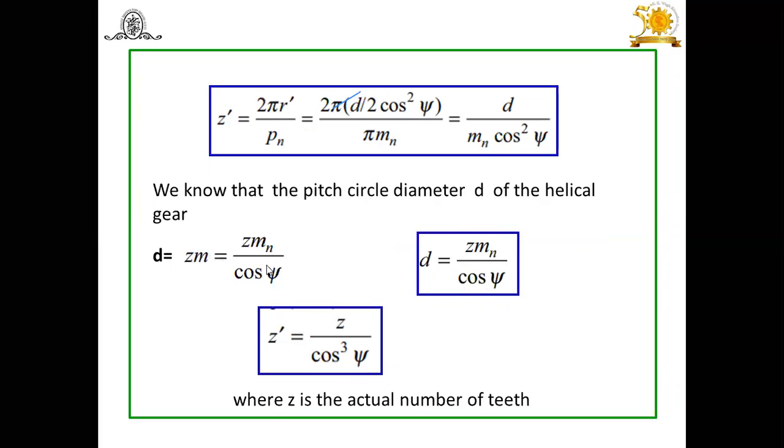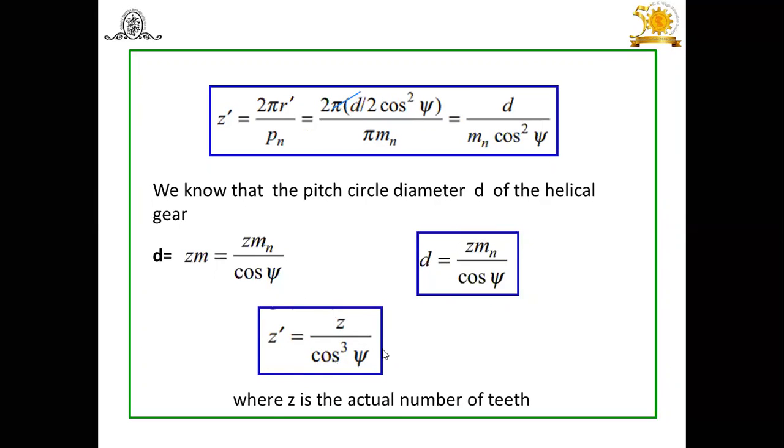Then, what you will get: d is equal to z mn upon cos psi. So we have to substitute this value of d here. So you will get z mn upon mn cos square psi. You can cancel mn, mn. Then what is the remaining? Z dash is equal to z upon cos cube psi.